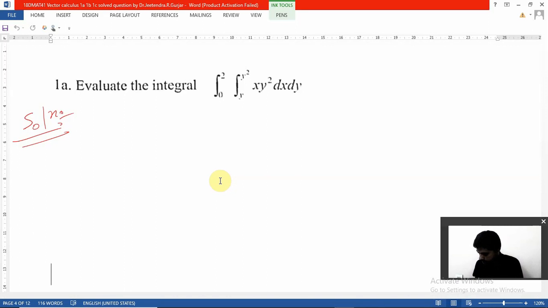Okay, so these are the importance what we have discussed in the lecture, students. So let us start evaluating the integral.